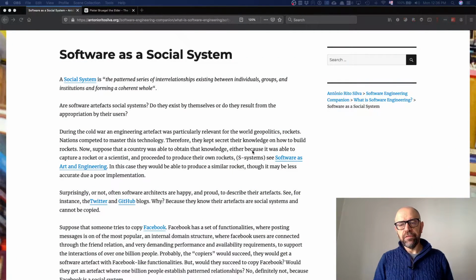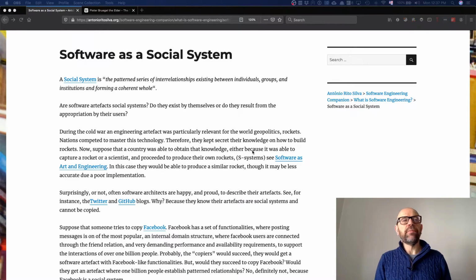Hello. In this series on understanding what characterizes software, software development, and software engineering, I would like now to talk about what software is, or software as a social system. So the first thing is just to read the concept of what a social system is.